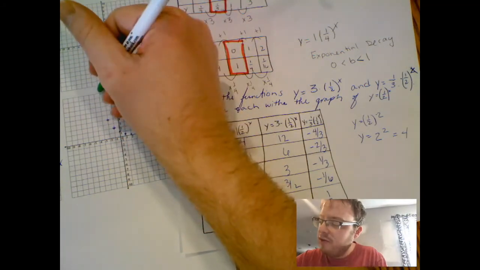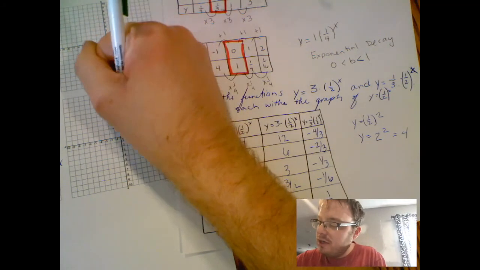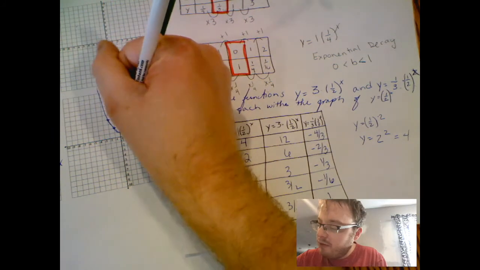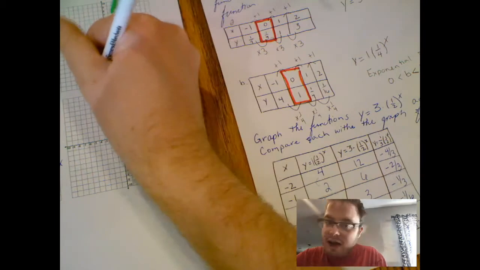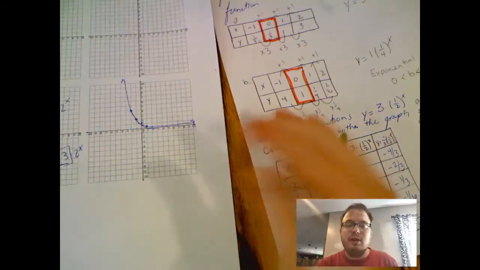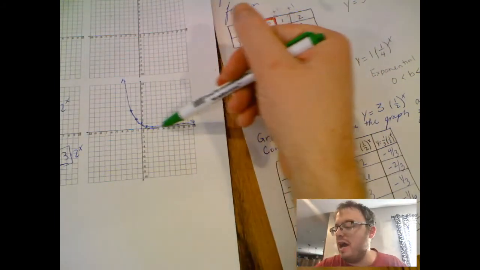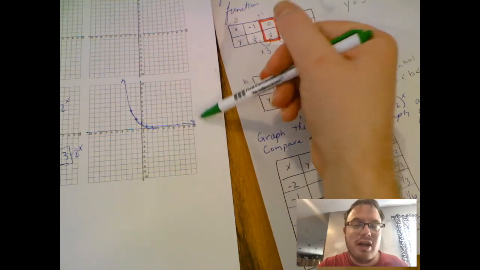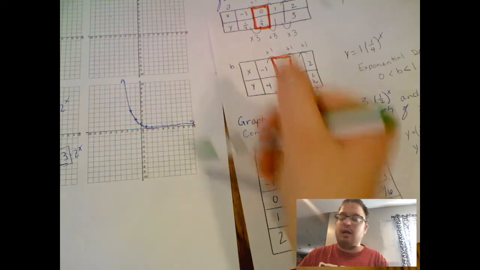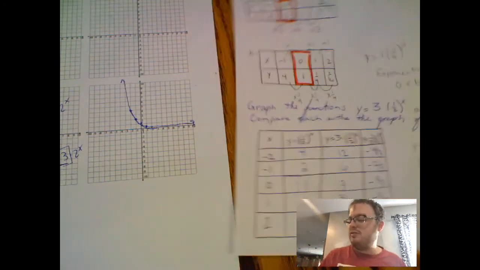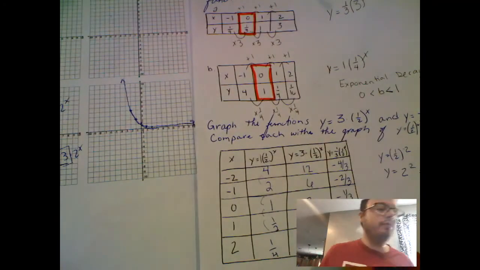And what we notice this time is that, I messed up the graph a little bit, but now our graph looks like this. It's going down as our x's get positive, but again, it never crosses that x-axis. It never goes into the negative part. It always stays above the x-axis. Okay?